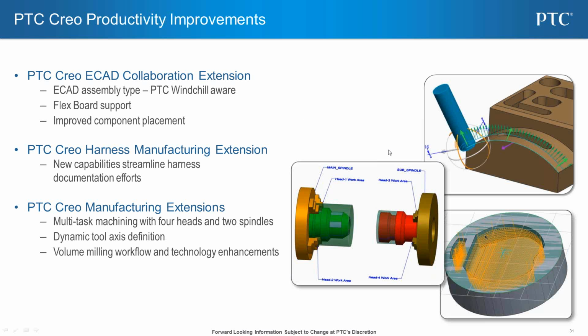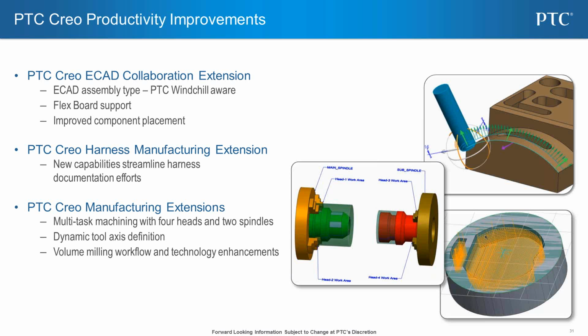Manufacturing also saw a lot of extensive work. So one of the big focuses on NC was support for multitask machining and the synchronization between that. So we support up to 4 heads and 2 spindles, and we can synchronize the operations of that.